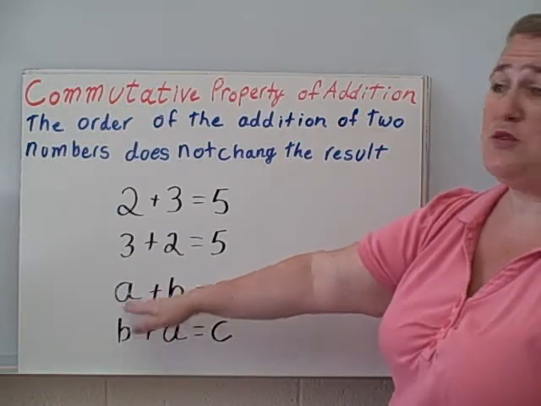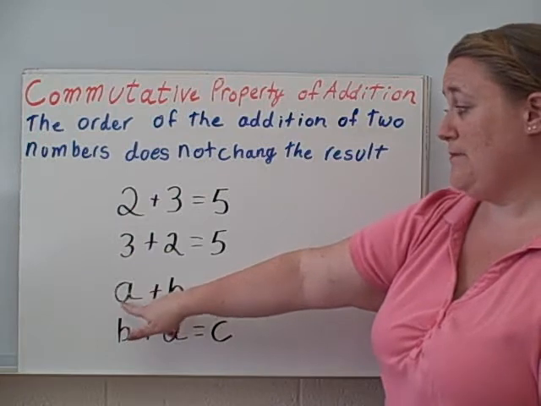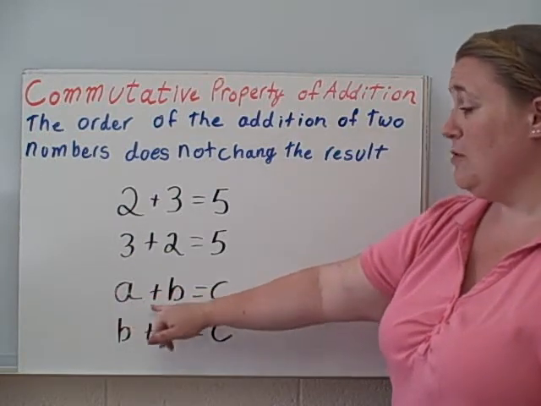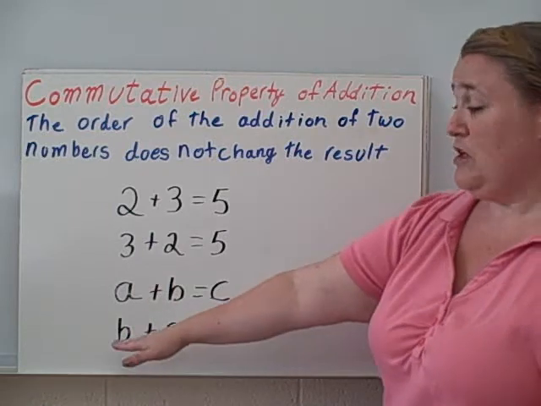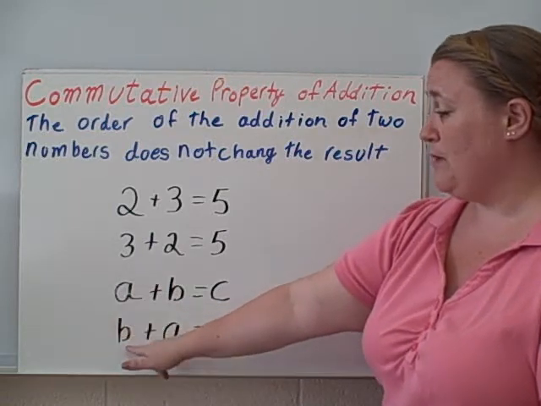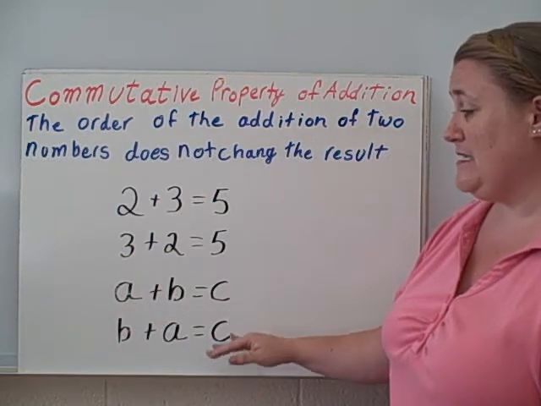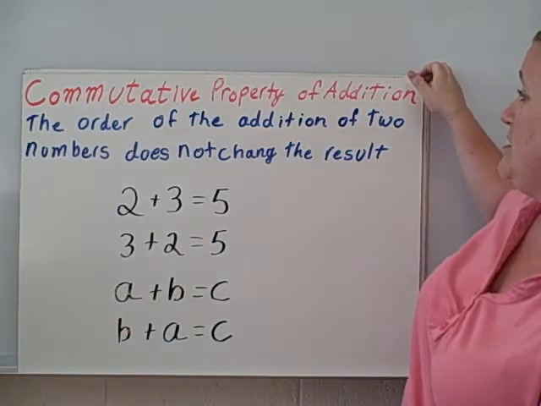We can also represent this algebraically, which means with letters. A plus B, so any number A plus any number B equals C. If we change it, we take that number B plus the number A, it's still going to give us C. Doesn't matter the order, we get the same result.